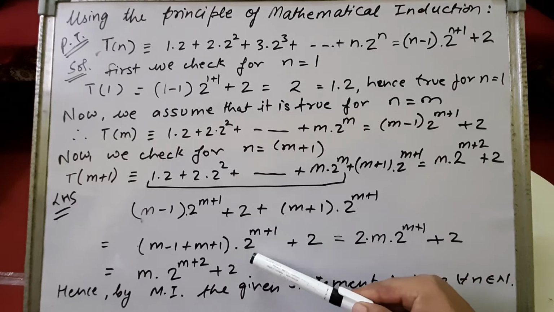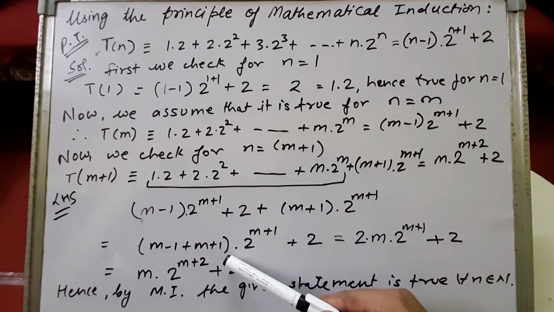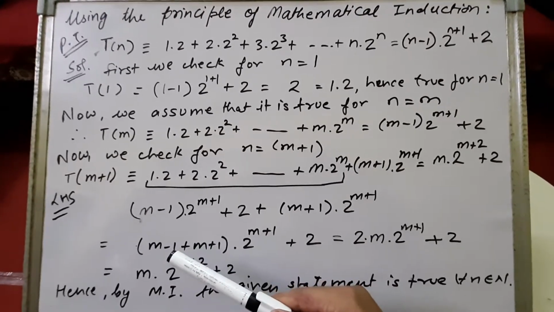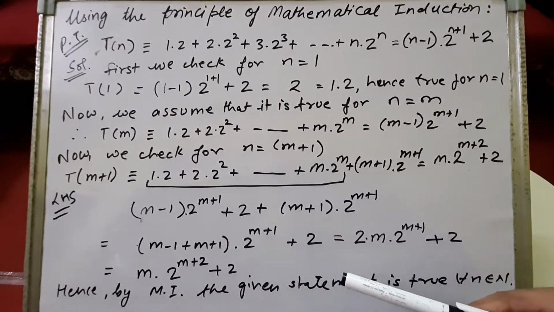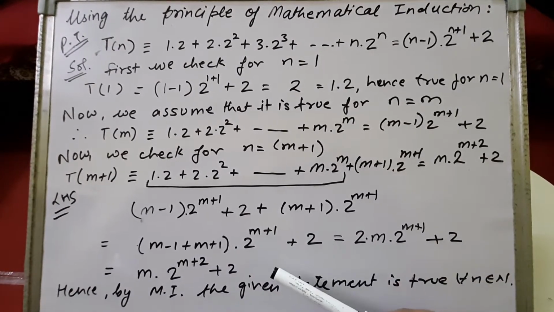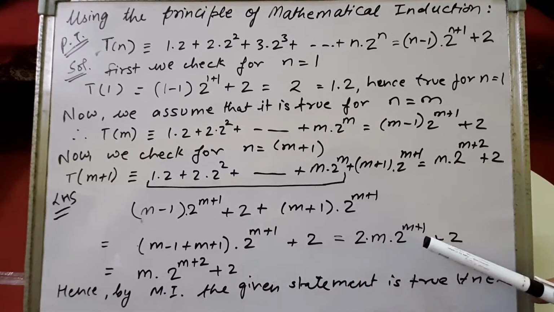So when we take 2 to the power m plus 1 common from both the terms, what we'll get inside the bracket is m minus 1 plus m plus 1. So this 1 and 1 will get cancelled. Finally, what we'll get is 2m into 2 to the power m plus 1.